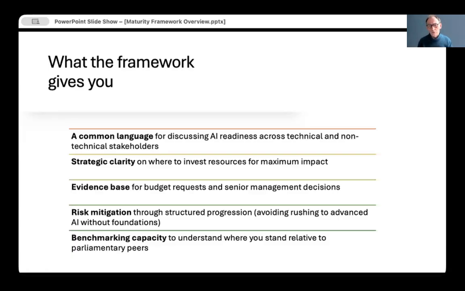We found with all of the technology issues, but even more so with AI, being able to talk to your peers in other parliaments is absolutely vital because it's such an emerging area with so much information, almost too much information. So being able to compare your state with another parliament situation builds on our work with the Digital Maturity Index, looking at the overall digital maturity of parliaments. And we're seeing this in the AI context of using the framework to be able to benchmark your situation and talk to others about how they're solving their problems.